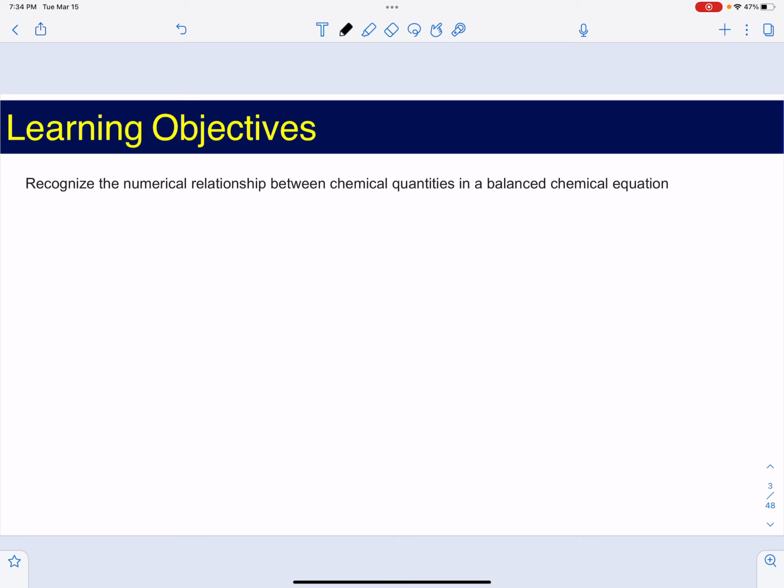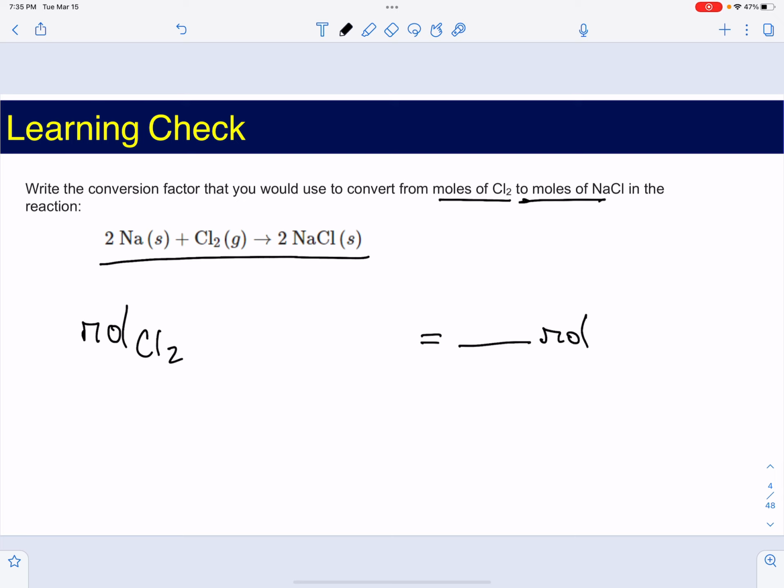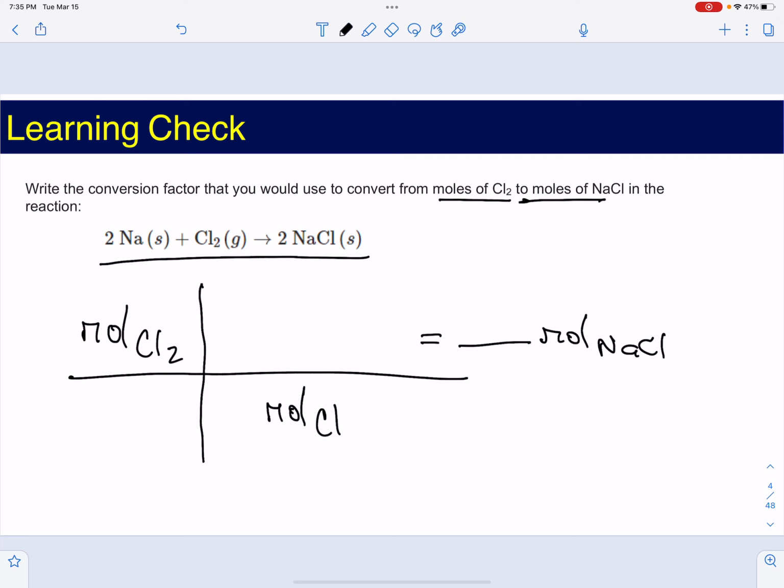Recognize the relationship between chemical quantities in a balance equation. And we're going to start with this problem. Given this balance equation, write the conversion factor that you will use to convert from moles of chlorine. So given the moles of chlorine, can you find the moles of NaCl? And we're going to use the train track, and like before, you're going to cancel what you don't want, and you're going to put in here what you want.